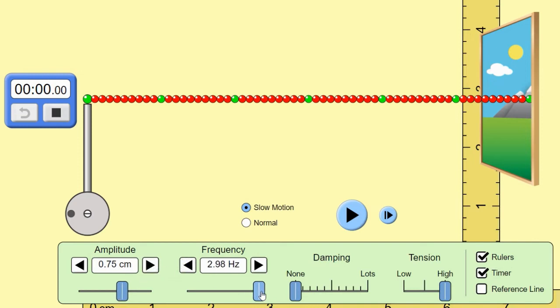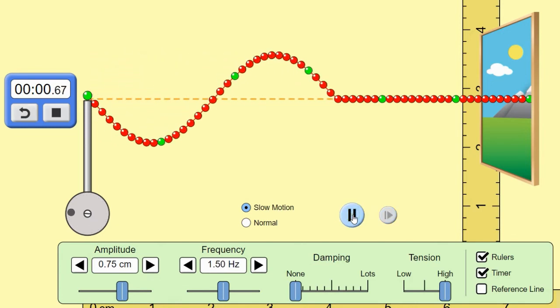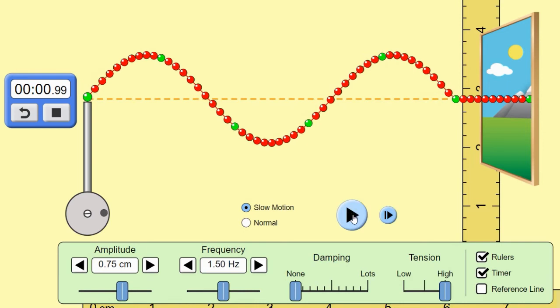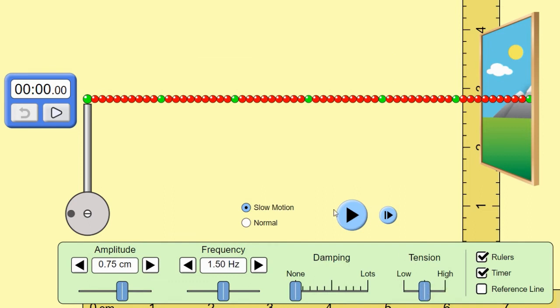So 0.75 centimeter amplitude, and a 1.5 hertz frequency, and we'll try the tension. So this is like how tight the string is being pulled. Now we had it set to high, but we're going to test it at a medium and a low tension as well. So high tension with those amplitude and frequency settings, it's the same distance, so it's still traveling at the same speed.